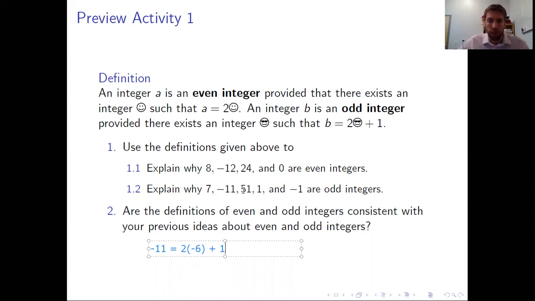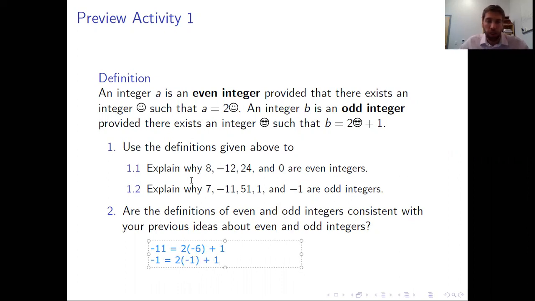Now 51 is 2 times 25 plus 1. 1 is 2 times 0 plus 1. Negative 1 is 2 times negative 1 plus 1. I'll write that one down too, because these negative numbers are a little bit counterintuitive. Negative 1 equals 2 times negative 1 plus 1. So that's how you prove that these numbers are odd using the definition. I might say negative 1 equals this. By definition of an odd number, negative 1 is odd.